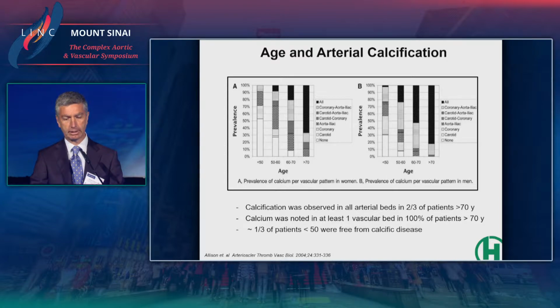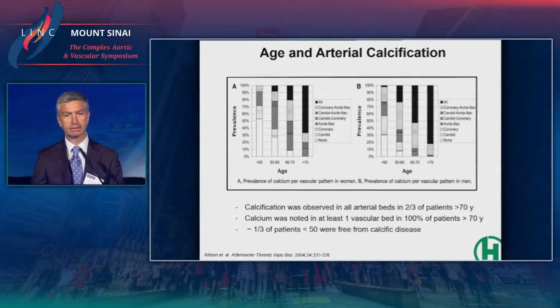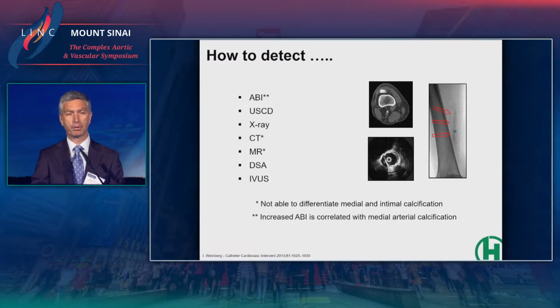Age, this is a very interesting scheme that shows you that calcification was observed in all arterial beds in 2/3 of patients older than 70 years old, and then we have calcium in one vascular bed in all the patients again older than 70 years old. So age is something very important.